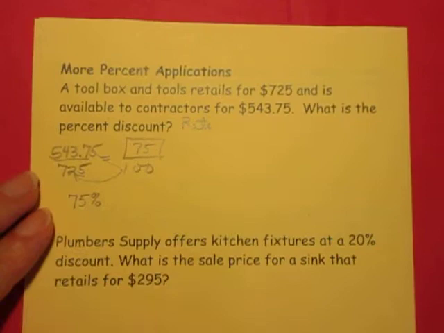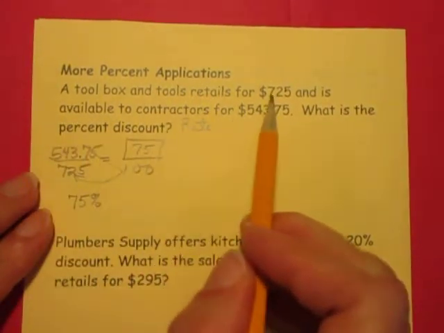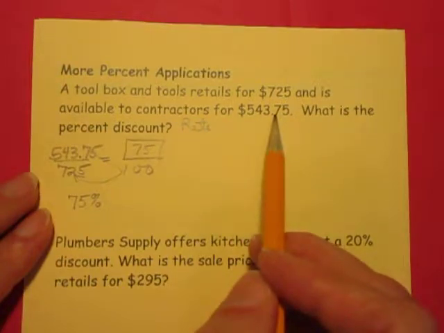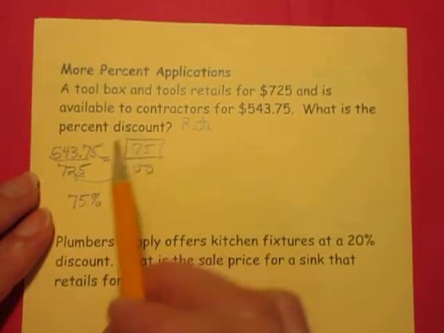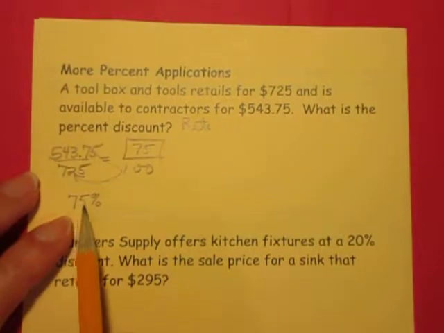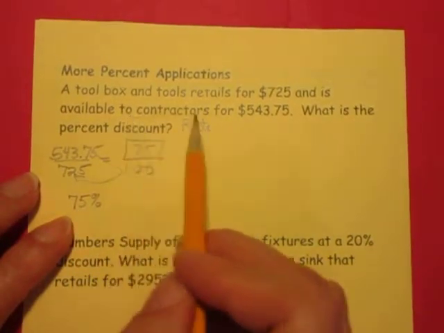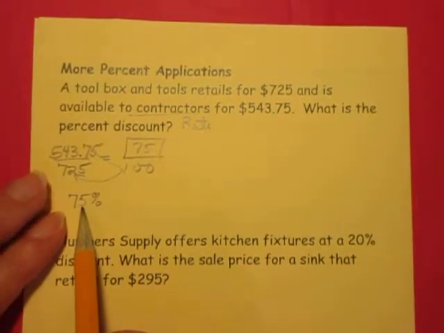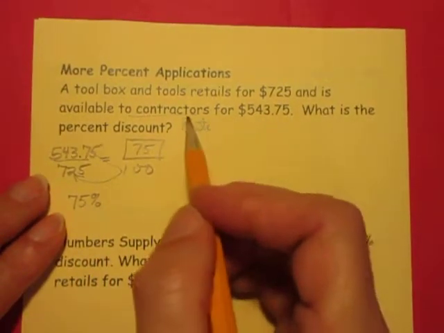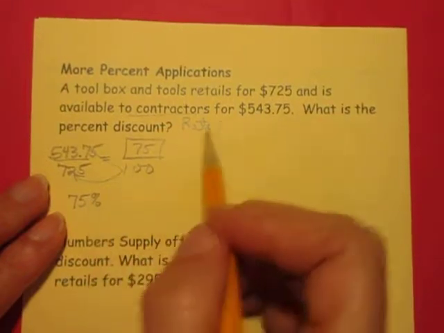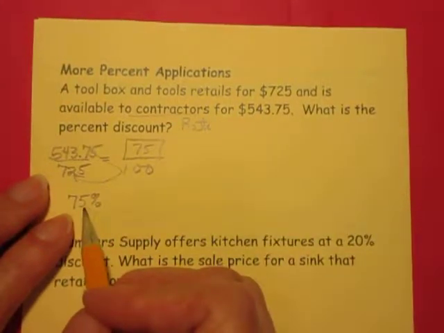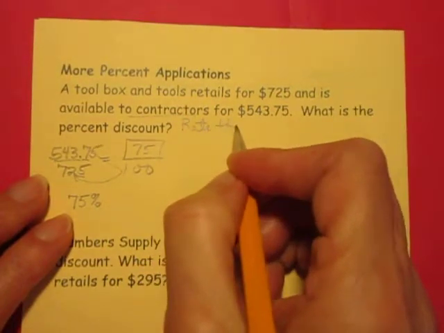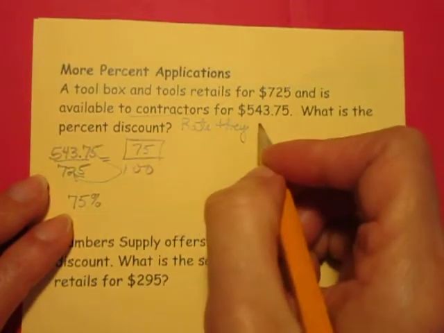So let's take a look at that again. A toolbox and tools retails for $725 and is available for this amount to contractors. What is the percent discount? Well, we found 75%. We're like, holy cow, the contractors get 75% discount? That's a lot off. So let's start thinking about this. We found a rate here, but what is this rate? That rate is the rate that they pay.